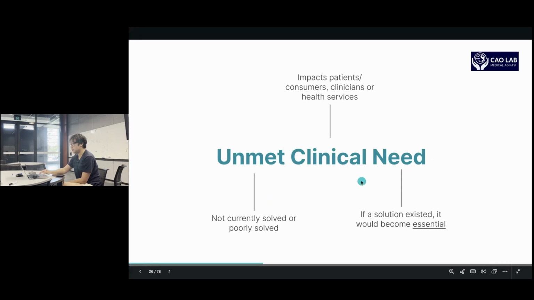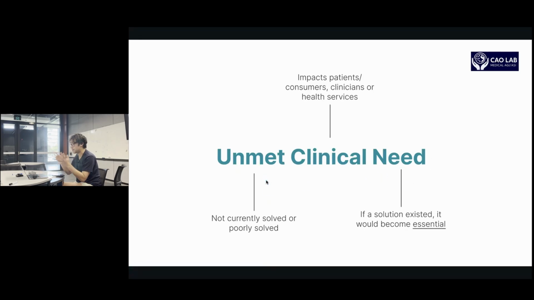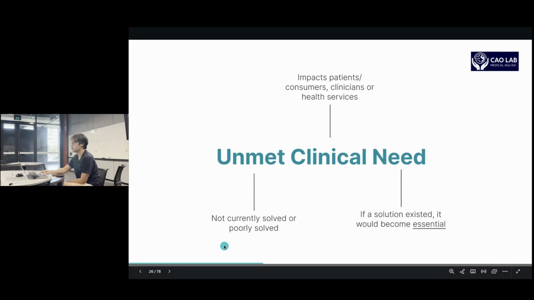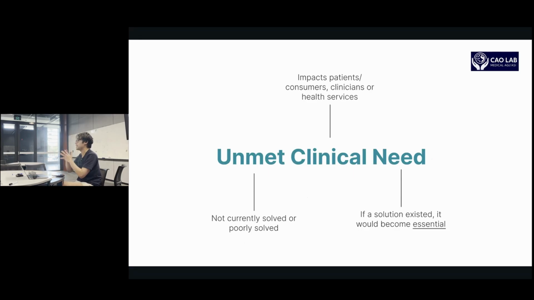This term is very specific and very important, so let's break it down a little bit. What does unmet mean? Unmet is something that is not currently solved or poorly solved. You don't want to be working on a problem that is already solved. That's a no-brainer, but you'd be surprised because a lot of clinicians bring to me problems that are very clearly already solved. And I'm like, is it actually unmet? Is it something that's really a problem?